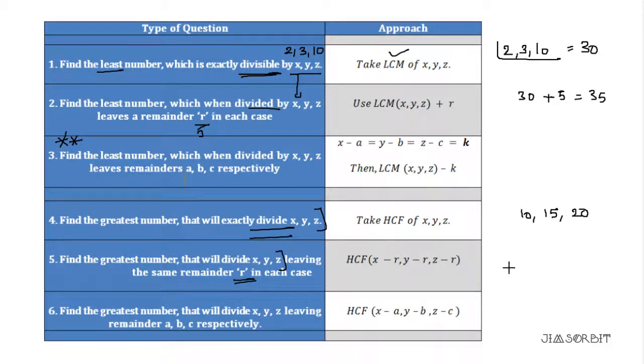So like 12, 17 and 22, simple. These all are divided by a number and leave the same remainder 2. So 2 is left out. If it was not there, it would be completely divided. Hence the numbers would be 10, 15 and 20. So we have to find the HCF of 10, 15 and 20. What is it? 5. So the question is simple. You always want to find the HCF of the numbers after subtracting the remainder from those numbers.